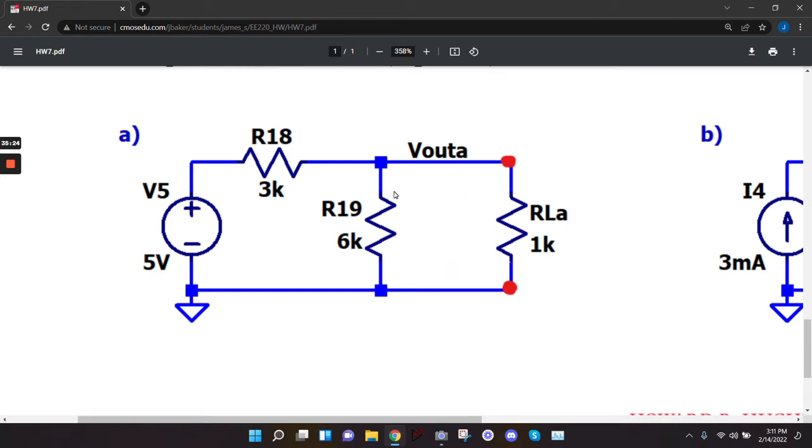Now you have that V out. Now what you're going to do is replace all this circuitry to the left of the red dots with a Thevenin and a Norton equivalent. And then you're going to plug the load resistor back into those equivalents that you just found. And you should get the same value for V out. Okay? Does that make sense?